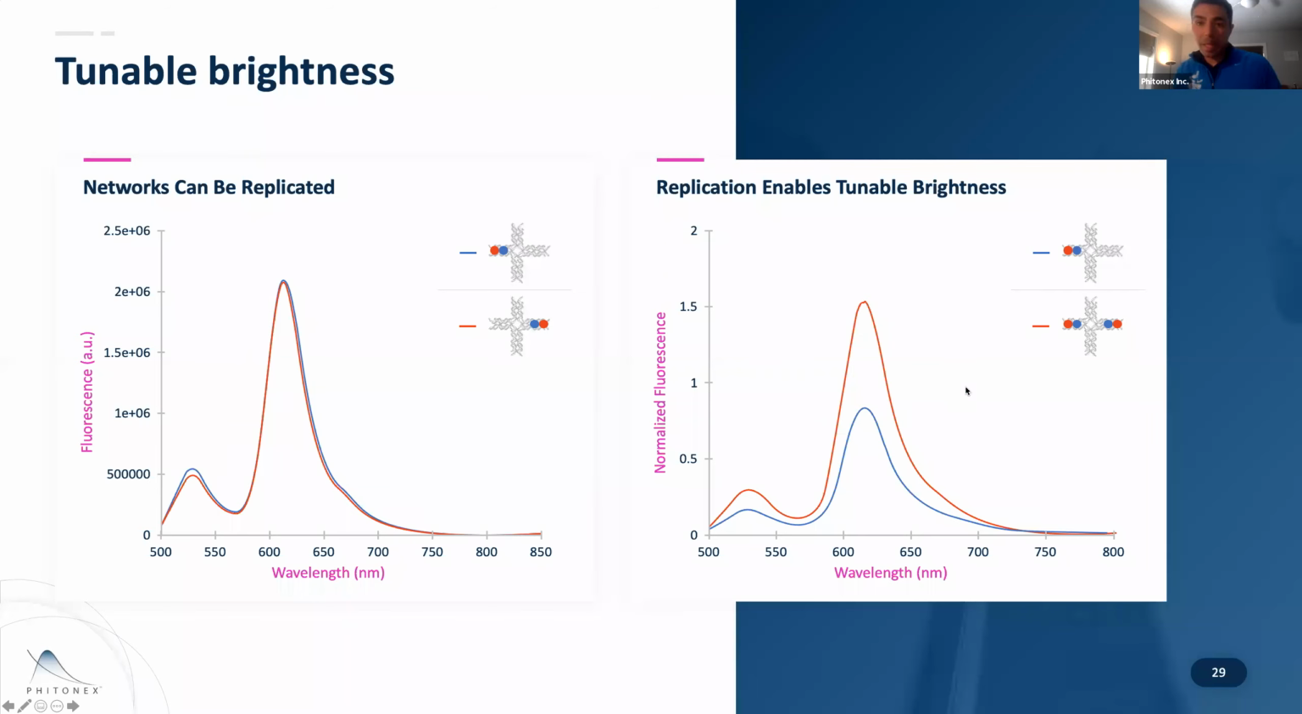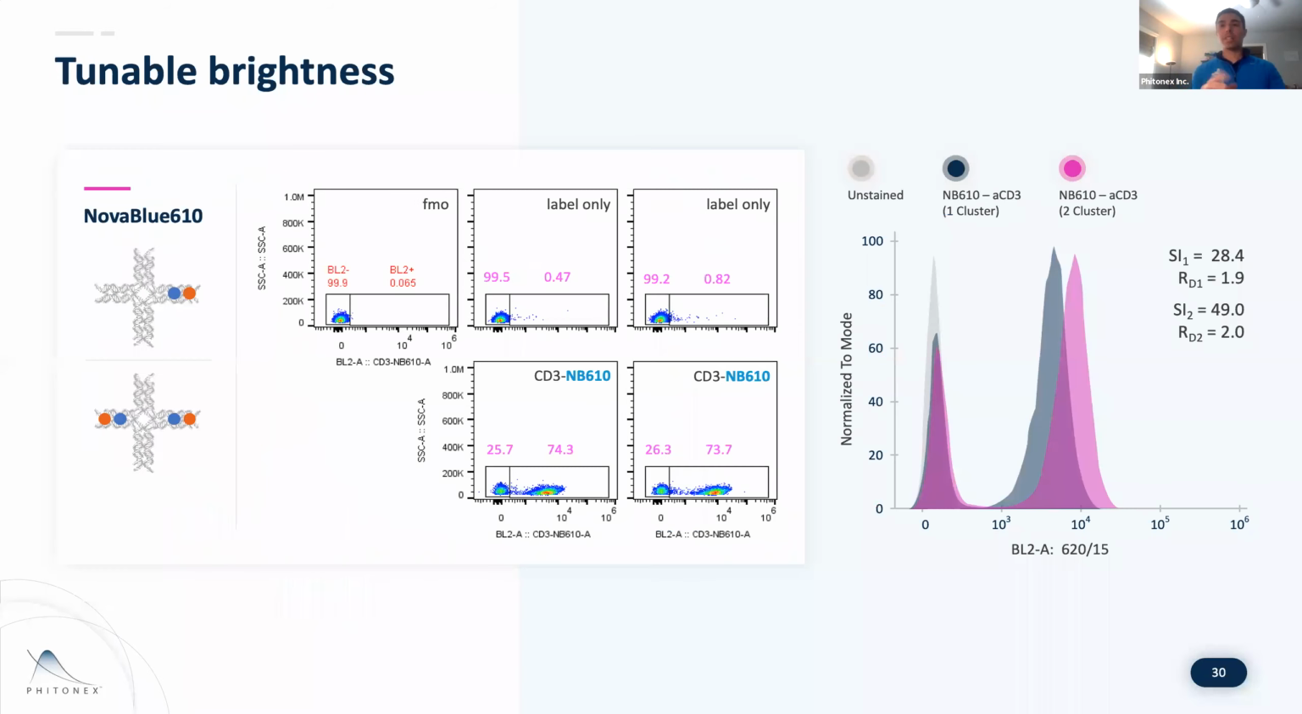And of course, a spec plot's one thing, but we all want to see the flow, right? That's really where it matters. And so that's exactly what I'm showing you here. And this is off of this NovaBlue label. So this is a NovaBlue, which has a 1 cluster just off one of the arms, and then NovaBlue that has a 2 cluster label. And so the first thing is the fluorescence minus 1, right? This is just the cells, no phyton, no antibody, no nothing, just so we could set our gating correctly. And then we've got the label only. And so in this case, what we've done is we've doped in just the phyton, right? Either the 1 cluster or the 2 cluster label, just to get a sense of what is the background that's being added here, and it's incredibly low, right?